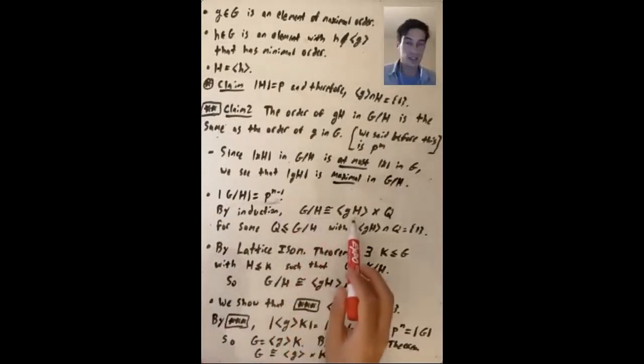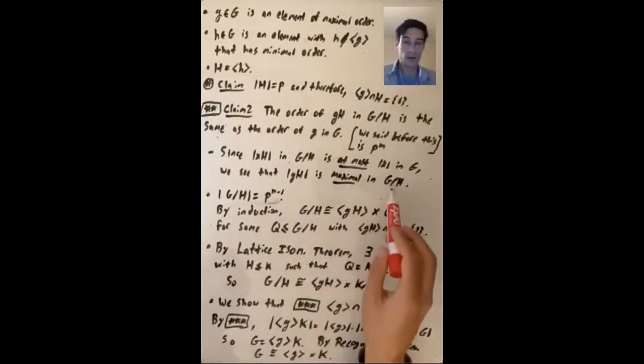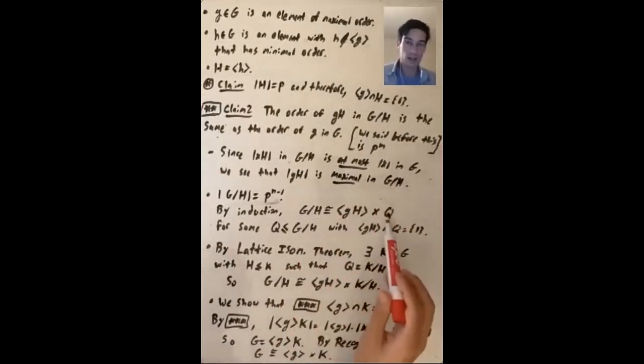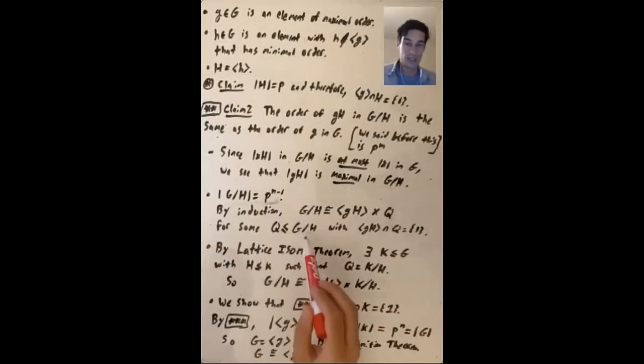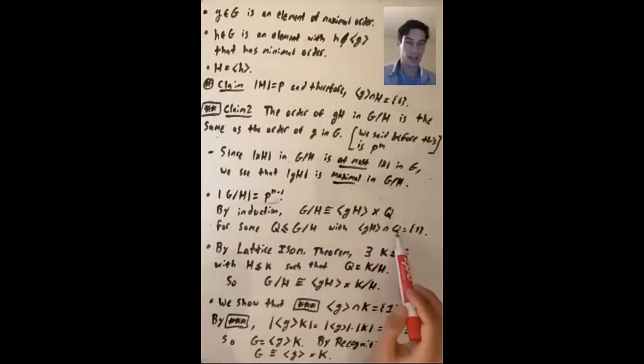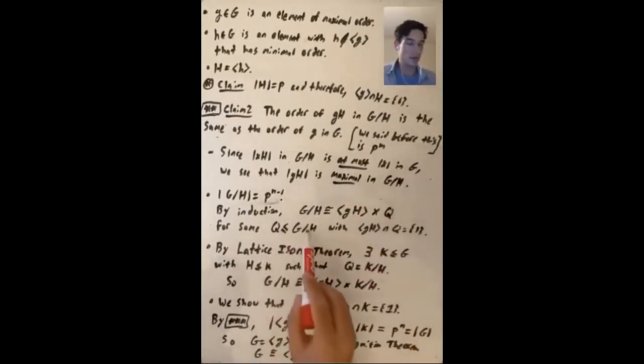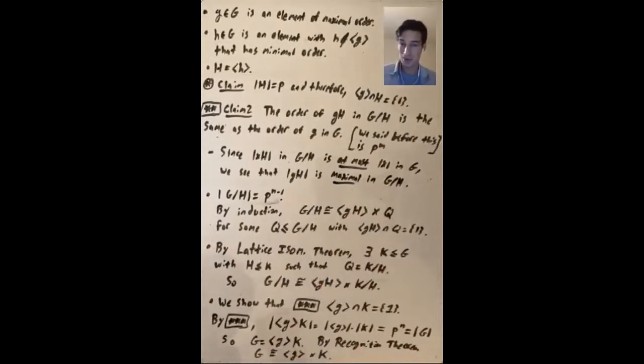So G mod H is isomorphic to this cyclic subgroup generated by the left coset of H containing g, this element of maximal order in the quotient, cross some other subgroup, Q of the quotients. And we know that the intersection of the cyclic subgroup with Q is going to be the trivial subgroup. Okay, but what do we know about Q? This is some subgroup of a quotient group. Well, what tells us about subgroups of quotient groups is the lattice isomorphism theorem.